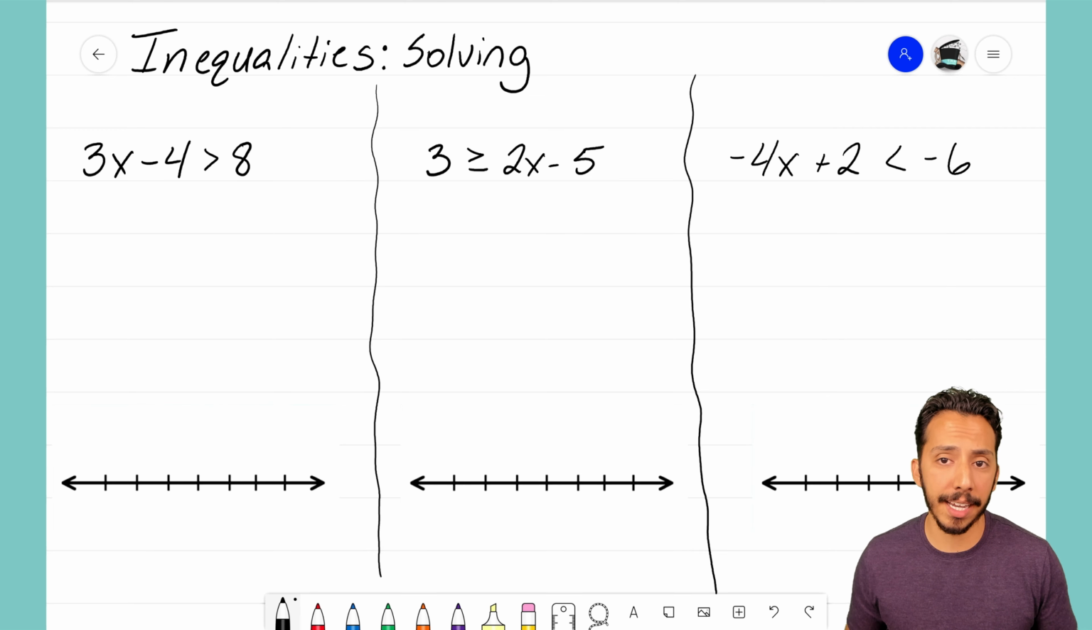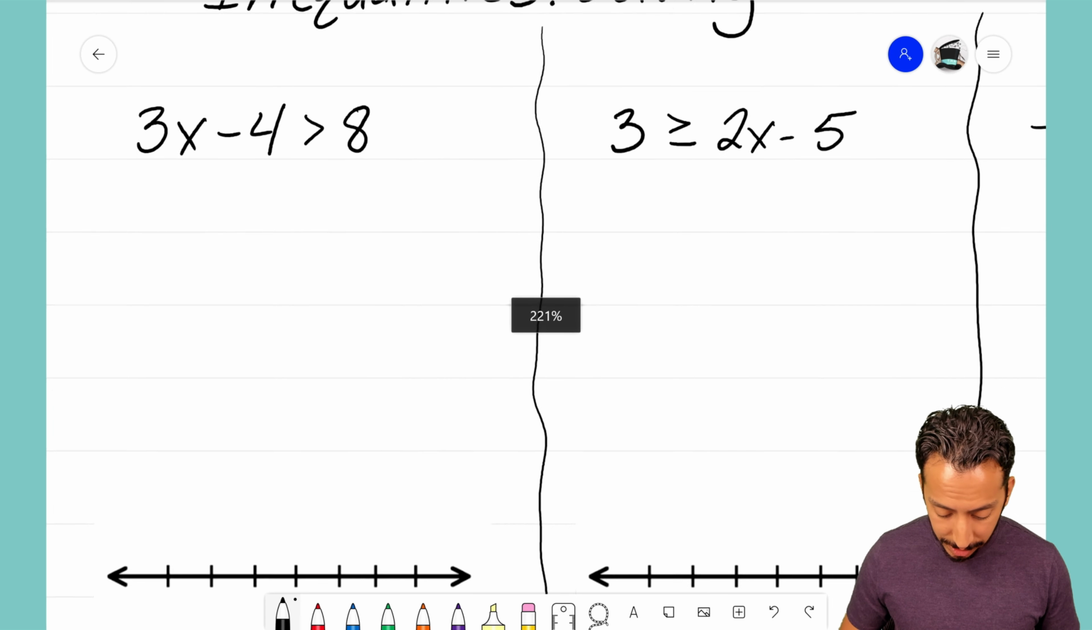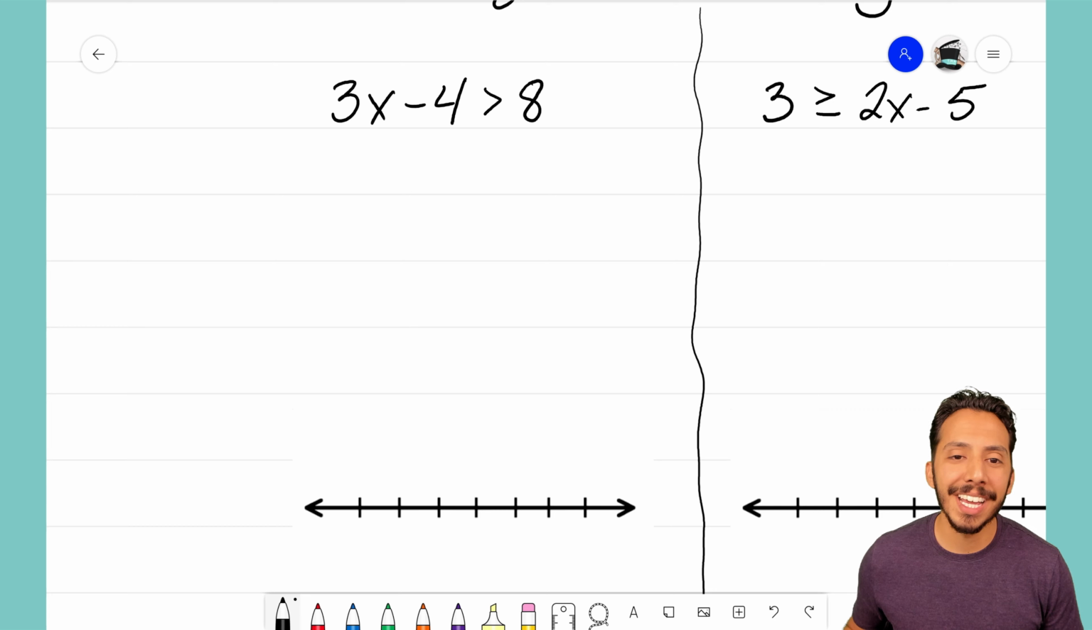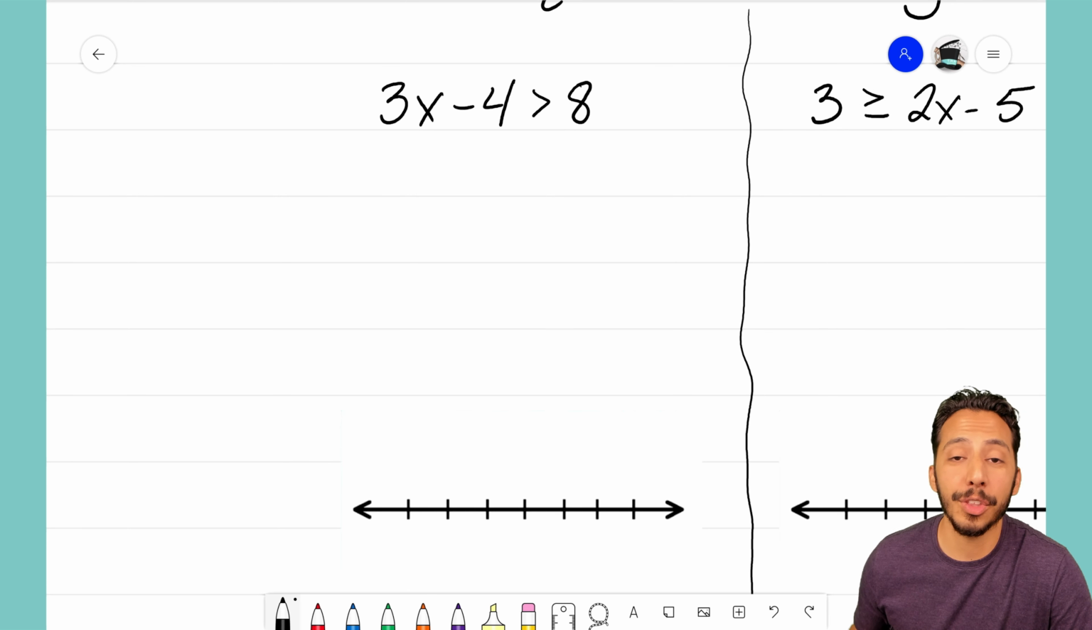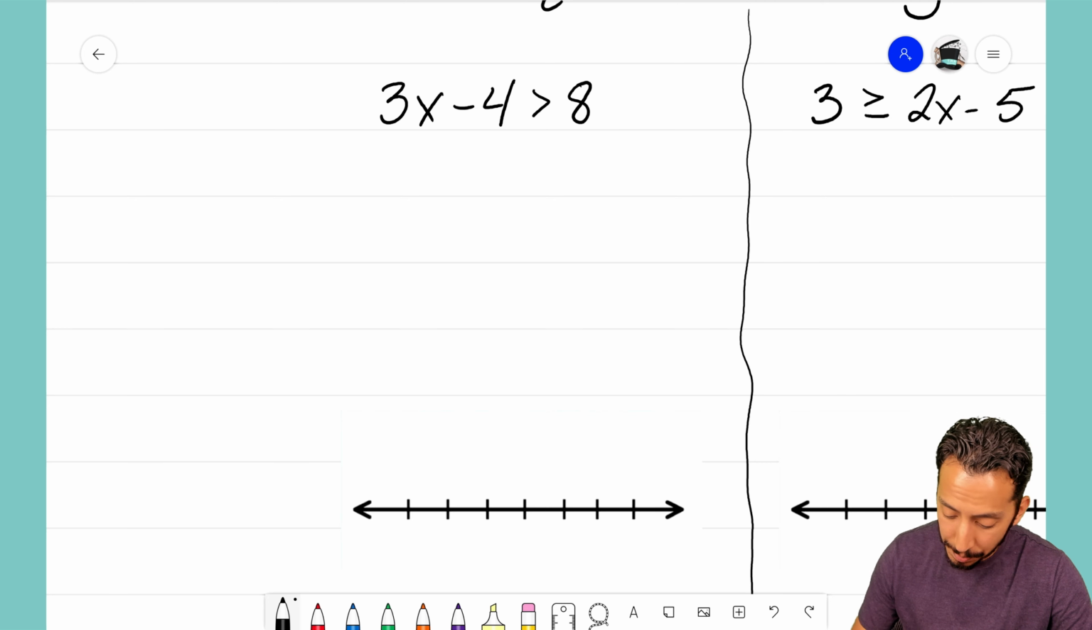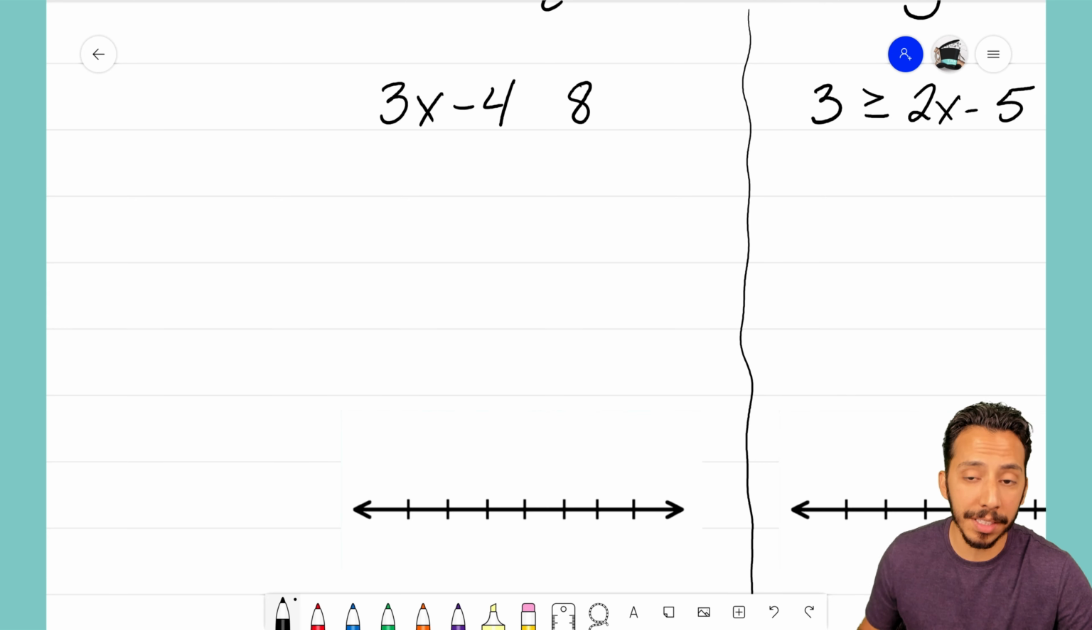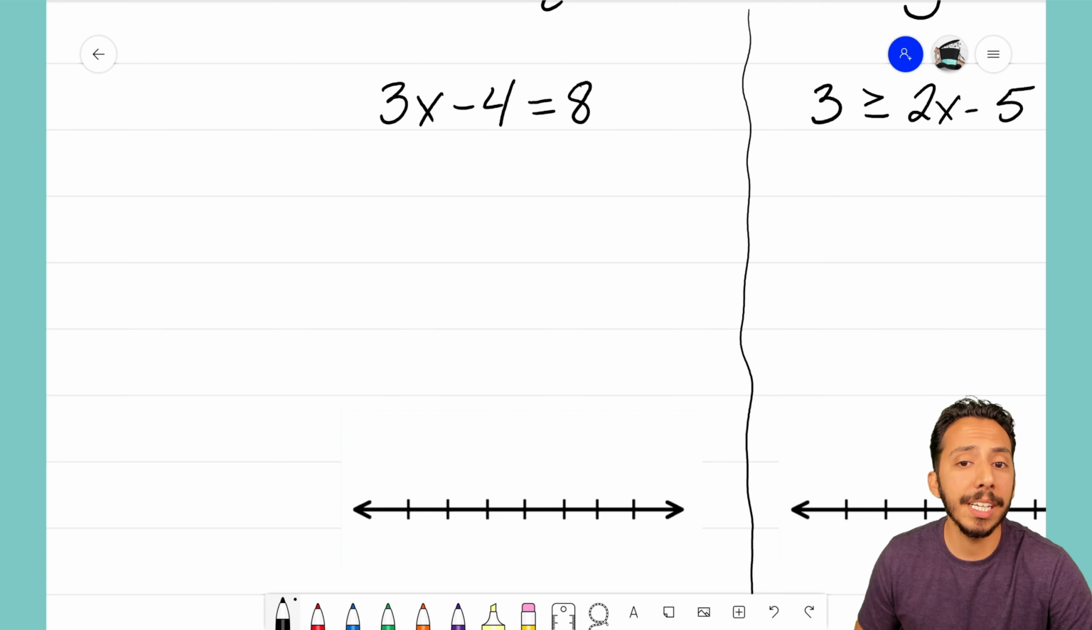We want to isolate x. We want x all by itself so we can determine what solutions are going to work. I'm going to zoom in now on the one on the left, and we're going to focus in on the one that says 3x minus 4 is greater than 8. Now, you can imagine that if this was not an inequality, it would be an equation with an equal sign there. But that's not what we have.